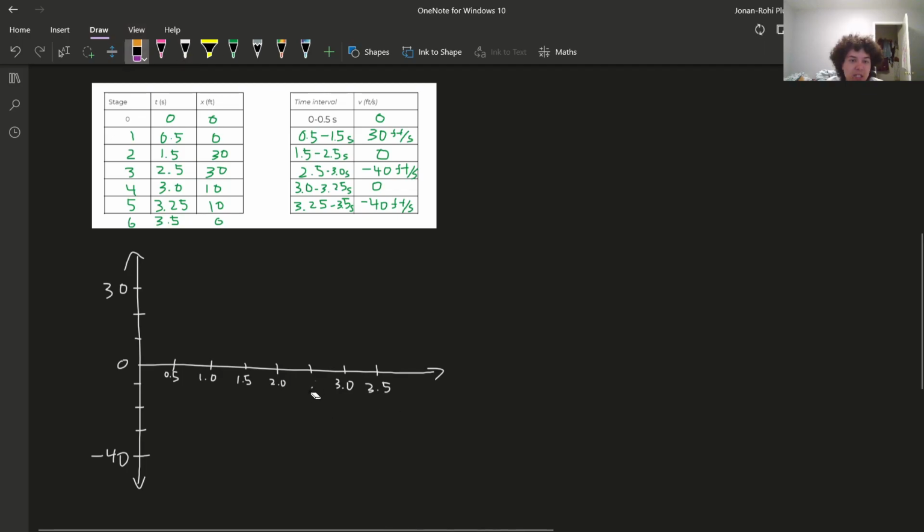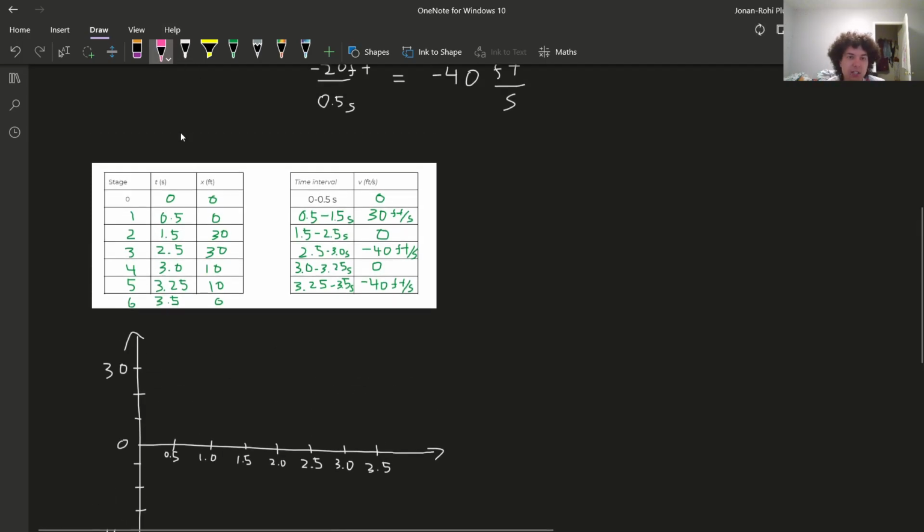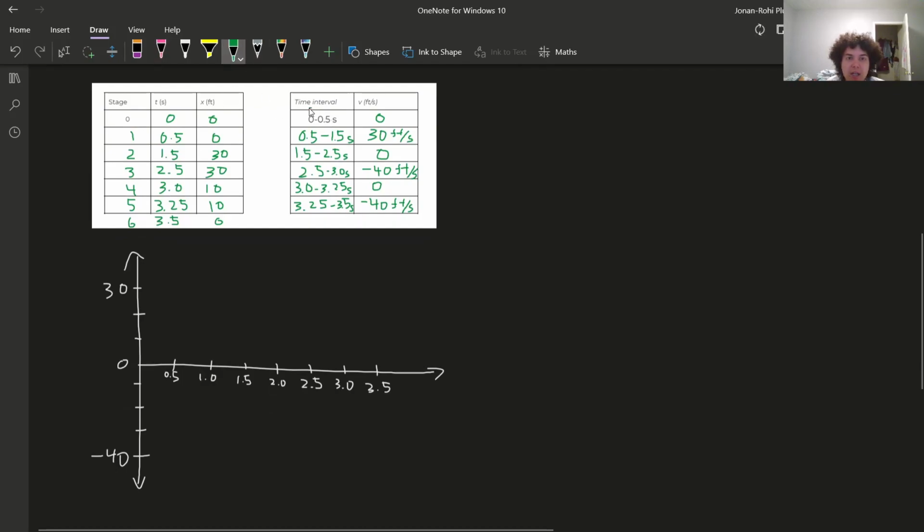Let me erase this and make this better. This is supposed to be 2.5. And now let's use our information to start looking at specific time intervals. So from the time interval 0 to 0.5 seconds, that's this time interval, our velocity is 0. So we're going to draw a straight line from 0 to 0.5, representing that our velocity during that time is the same and it's always 0.